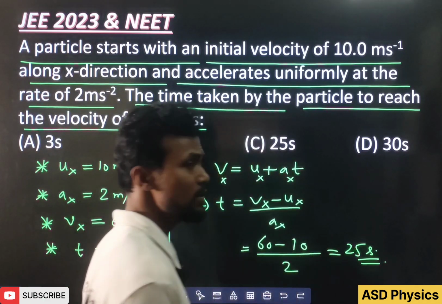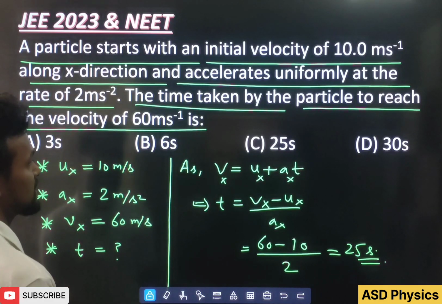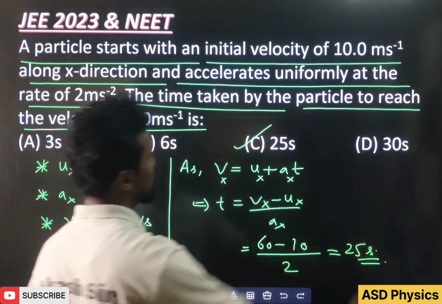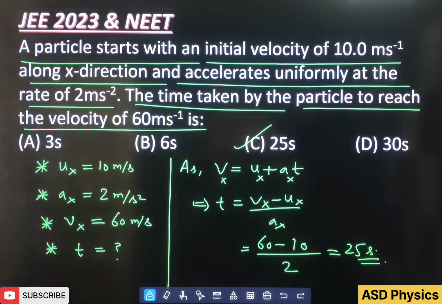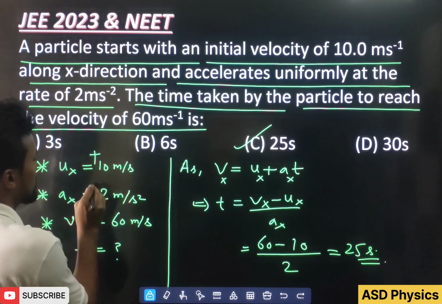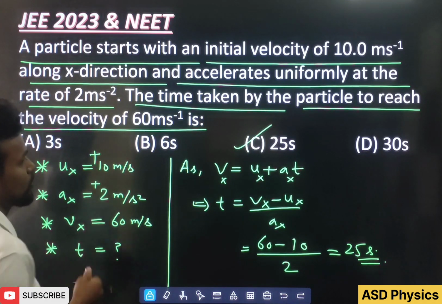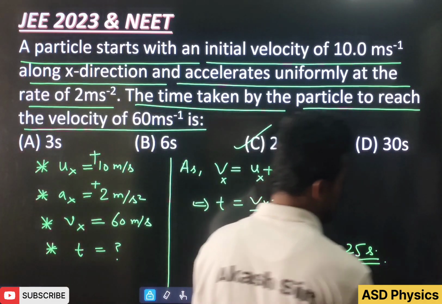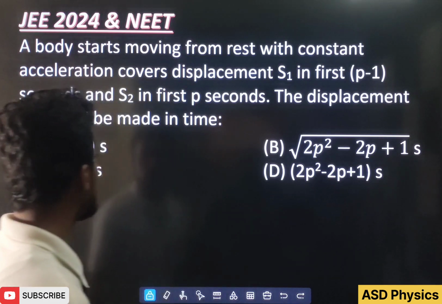That means it will take 25 seconds. And velocity is increasing, so the correct option is here. Option C is the answer. U is positive, V is also positive. That means anyhow the velocity is increasing. See here, this is positive and this is also positive. Both are positive. Anyhow, velocity has to increase only.